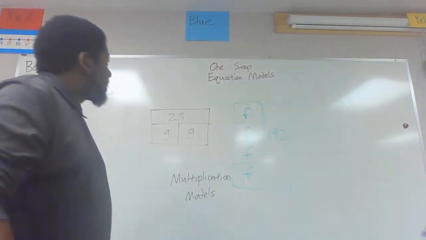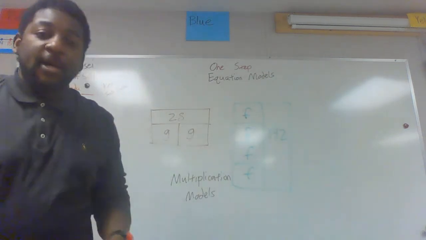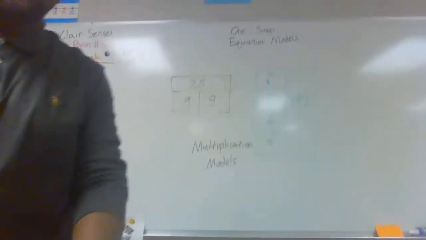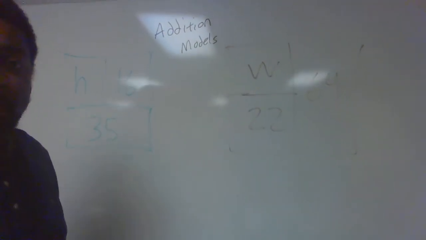All right, peeps, what we're going to be talking about today are one-step equation models. There's two different types of models you're going to see. These two types of models here are multiplication models, and then later in the video I'm going to show you guys some examples from addition models.